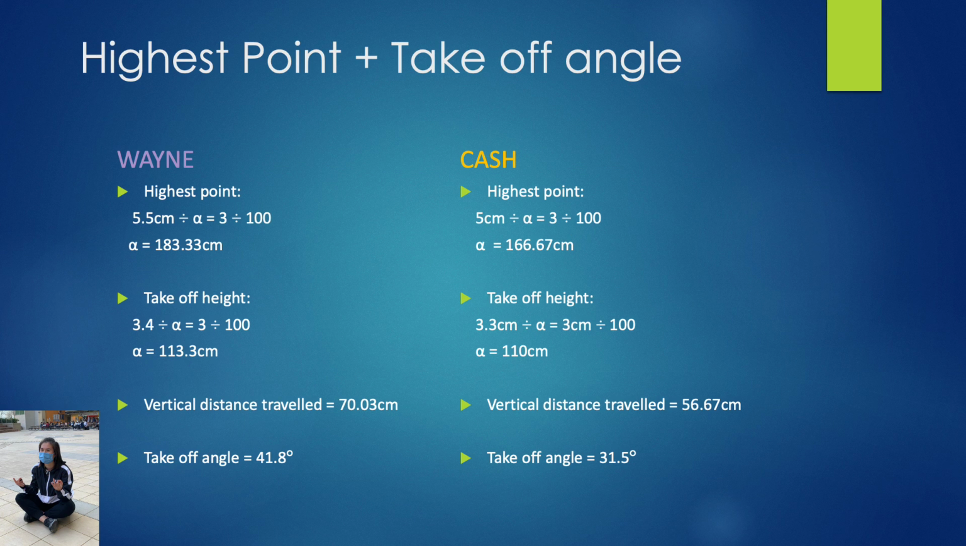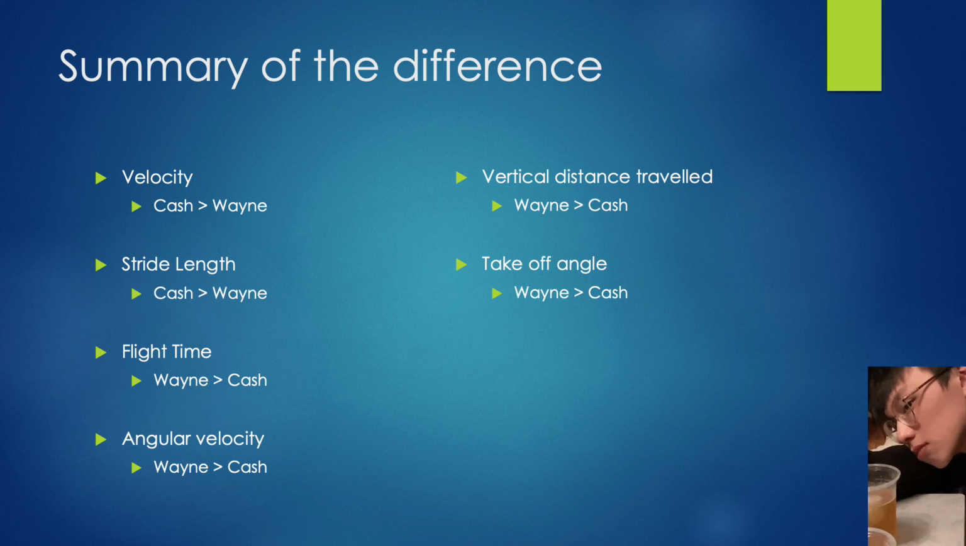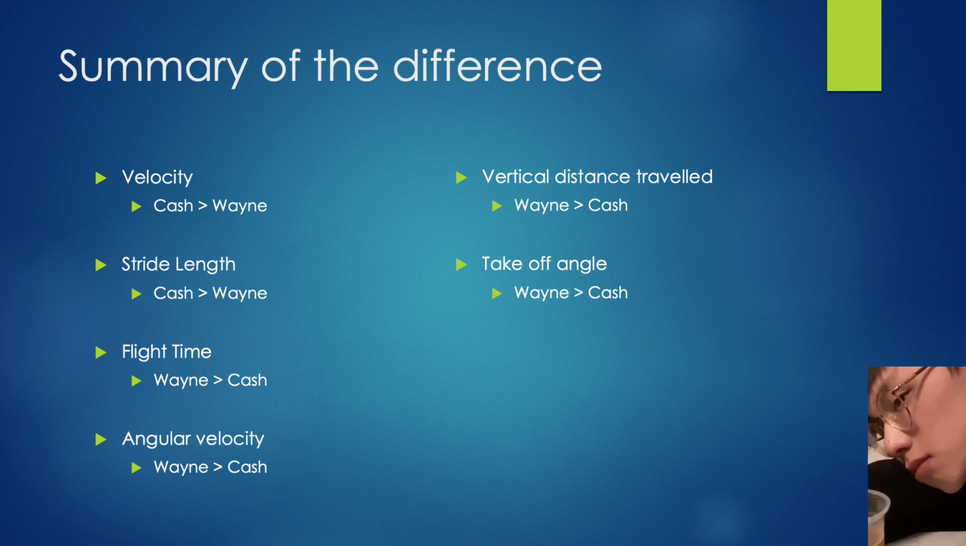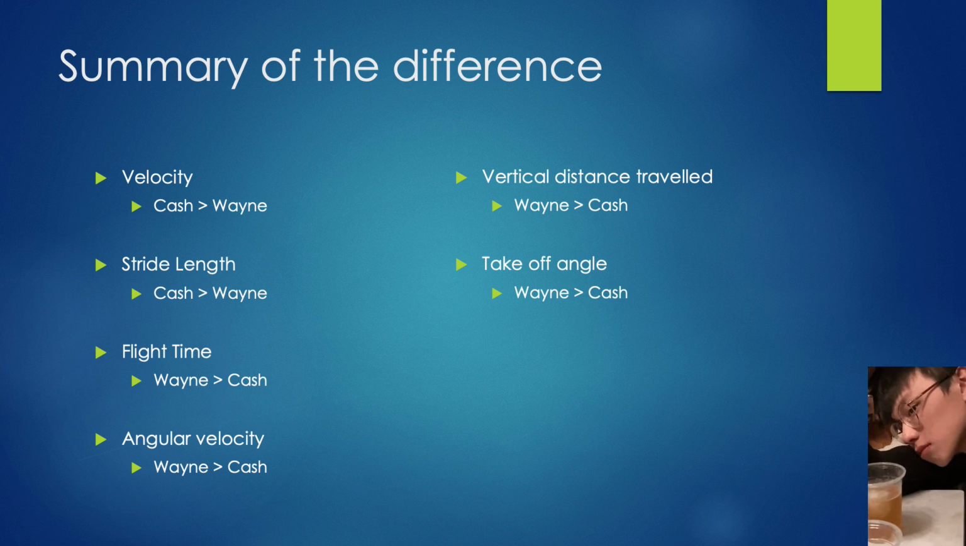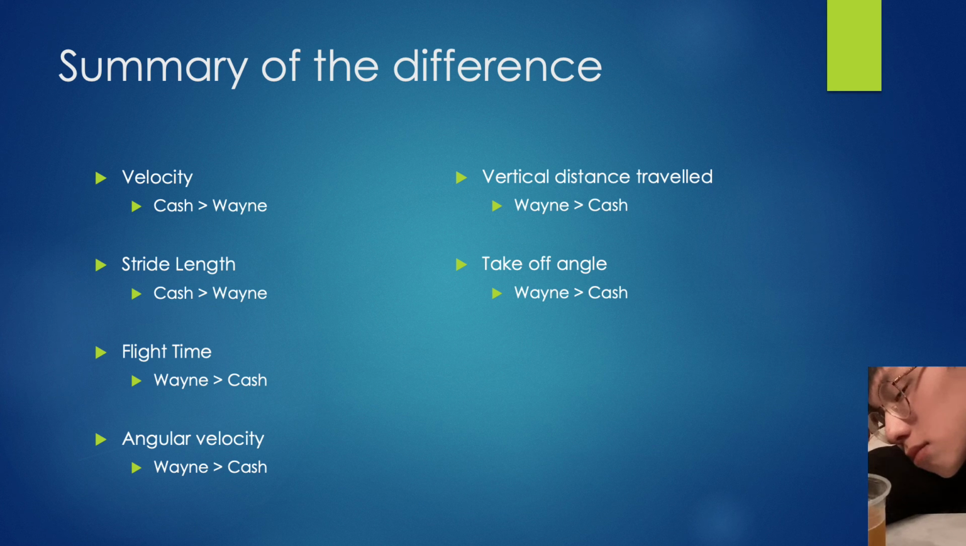To sum up the data of the slides above, you can see in the table, subtracting the takeoff height from the highest point, we can find the vertical distance traveled. Wayne's result is 70.03 centimeters, but Cash only results in 56.67 centimeters. Based on the data we've mentioned, we can compare the velocity and stride length between Wayne and Cash. Cash's results are larger than Wayne's, but the flight time and the angular velocity of Wayne are longer and larger than Cash's.